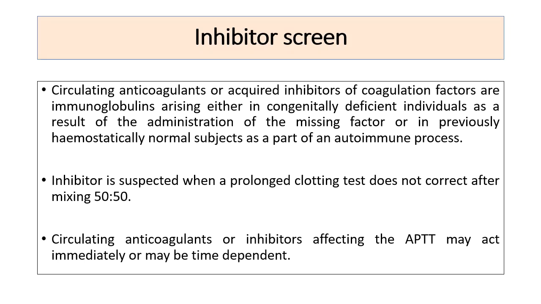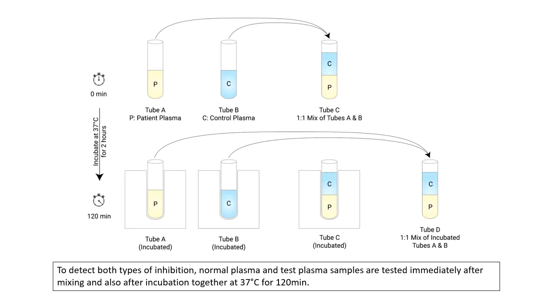So the test that we would do for that is an inhibitor screen. To detect both types of inhibitors, normal plasma and the test plasma are tested immediately after mixing and also after incubation together at 37 degrees for 120 minutes. So tube A is your patient plasma, tube B is the control plasma, tube C is a mixture of both. Tube A is incubated, B is incubated separately, tube C is also incubated separately, and tube D is nothing but a mixture of tube A and B that is done after the incubation.